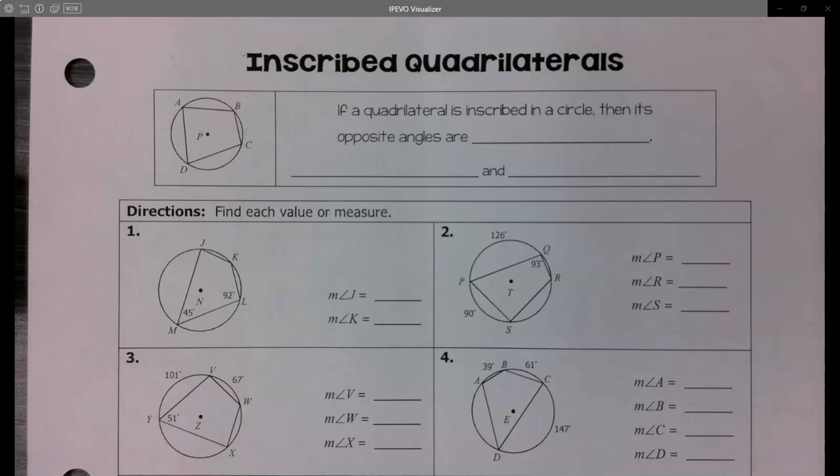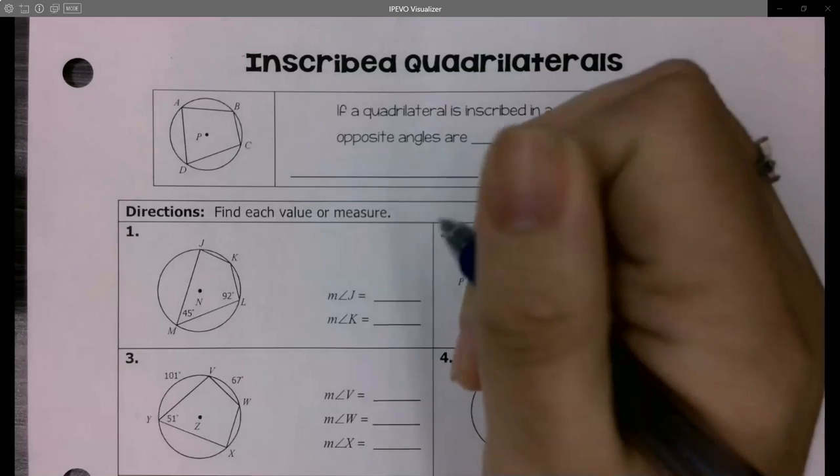Okay, so today we are talking about inscribed quadrilaterals. If a quadrilateral is inscribed inside a circle, then the opposite angles are supplementary.